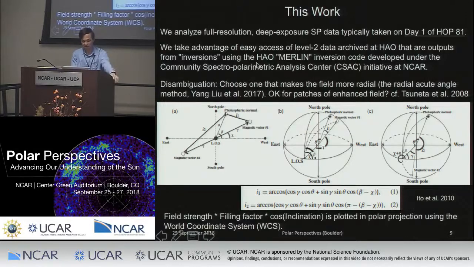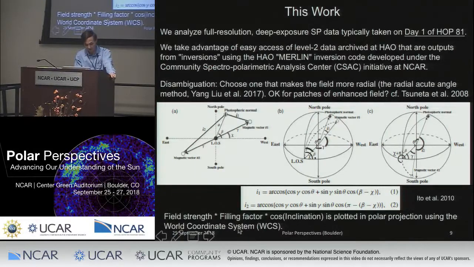And I'm not a specialist in Stokes polarimetry, so just take it easy. I use the HAO MERLIN product, level 2 data. Maybe this is a problem. And for the disambiguation, I just follow the Ito et al. description, but assume that the polar field, at least the strong field, is more vertical. So choose one of the 180 degrees, the one that makes the field more radial. That is called the radial acute angle method. And maybe that is not too bad, because enhanced field tends to be more radial.